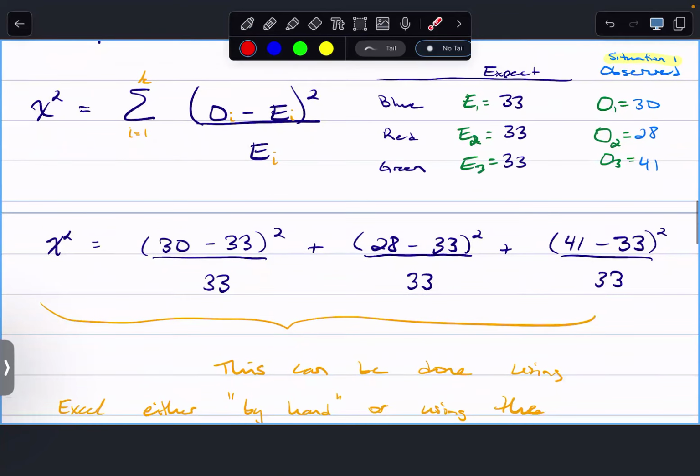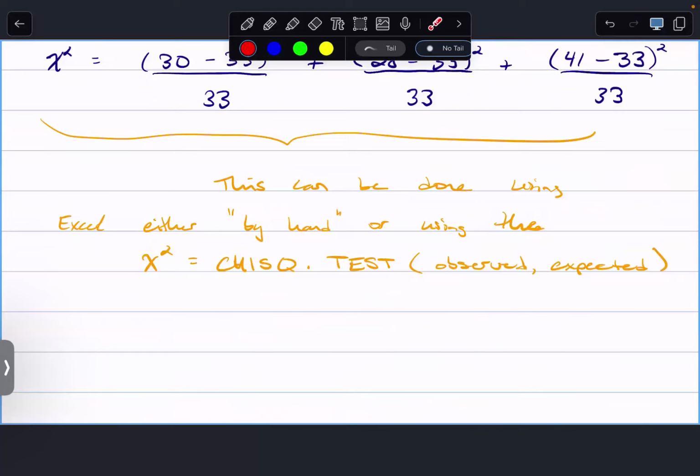I tried to enter it. Blue, red, green, and then 30, 28, and 41 for the observed. Yeah, and then 41. I think it's chi-squared dot test. Actual range. Yep, so that's the observed. Oh, sorry, I'll change that to actual.